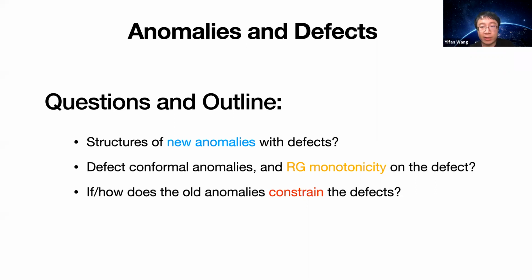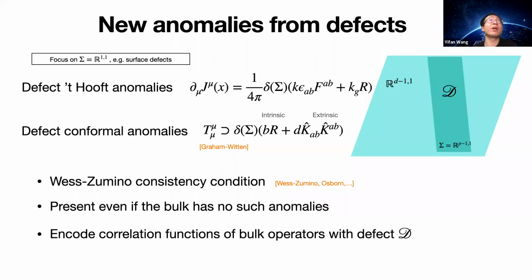And furthermore, we want to understand how the old anomalies, the 't Hooft anomalies, constrain the allowed defect spectrum. I mentioned that there are distinct classes of consistent defect spectra associated with a given local operator spectrum. So this question touches upon that point: whether anomalies in the bulk constrain what kind of defects you can have. As we'll see, there will be non-trivial constraints.